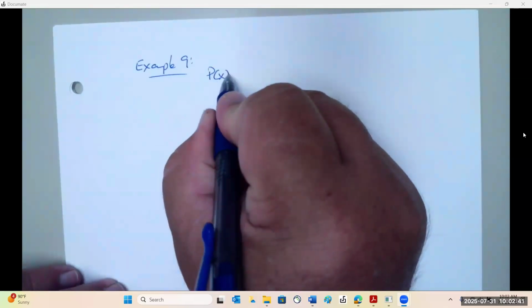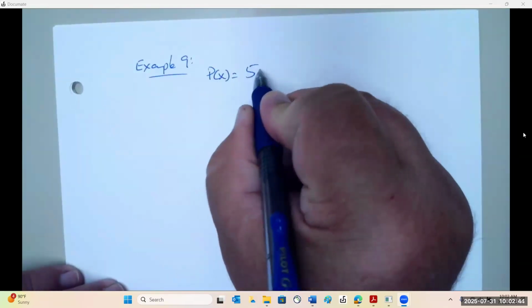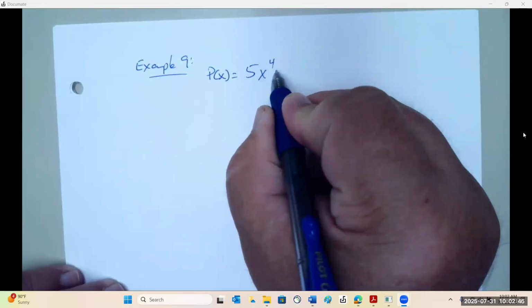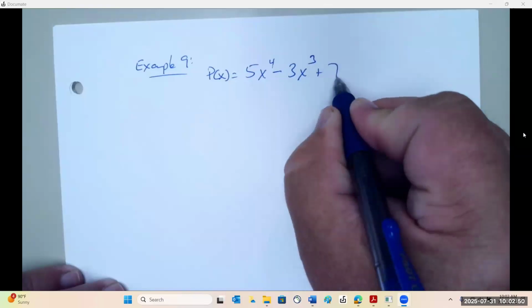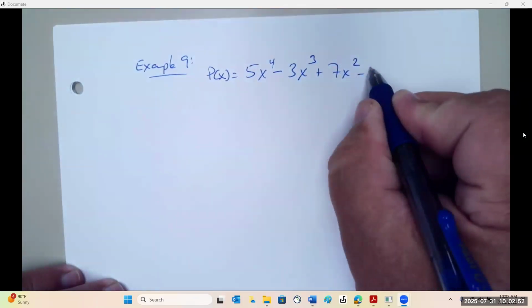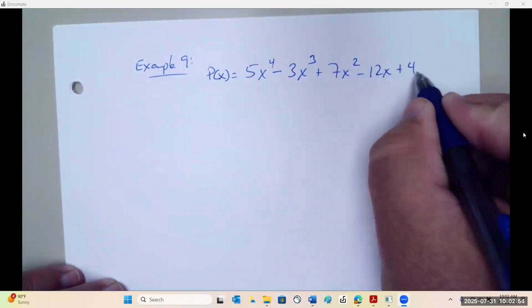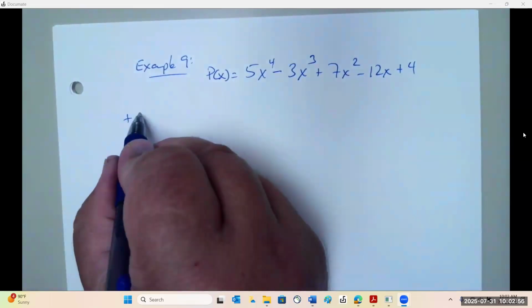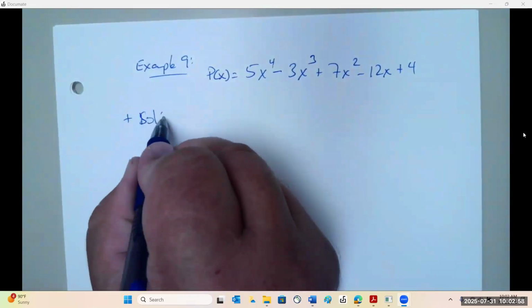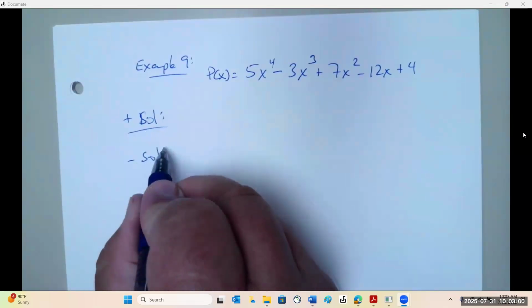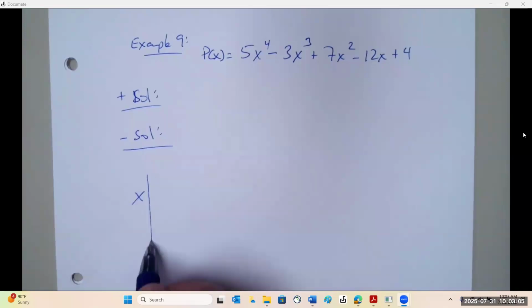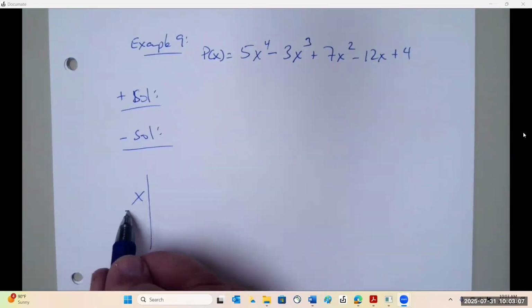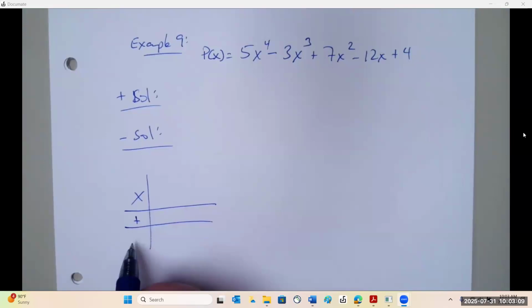P of x is equal to 5x to the 4th minus 3x to the 3rd, 7x squared minus 12x plus 4. Give me the number of positive solutions, negative solutions, and let's fill out our table here. Positives, negatives, and i's.